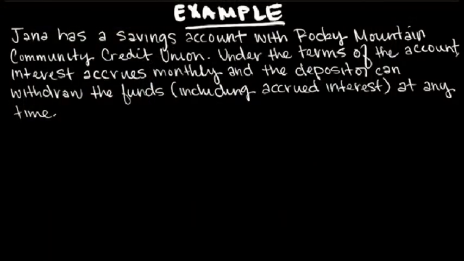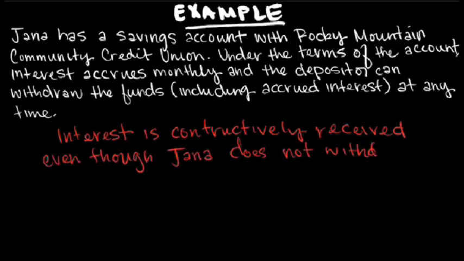So now let's go to another example. Jana has a savings account with Rocky Mountain Community Credit Union. Under the terms of the account, interest accrues monthly and the depositor can withdraw the funds, including accrued interest, at any time. So now the question is, is the interest something that she is taxed on in the year that it accrues? Well, yeah. The interest is constructively received in the year that she can withdraw it.